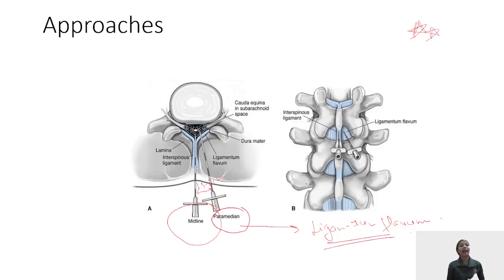Paramedian do not have supraspinous and interspinous ligaments, because of which this is preferred if someone has a calcified ligaments like old age or in obesity or in scoliosis where the positioning becomes very difficult. In those cases, paramedian approach is preferred because the only common ligament is ligamentum flavum. In paramedian approach, there is no supraspinous or interspinous ligaments which are present. Okay.